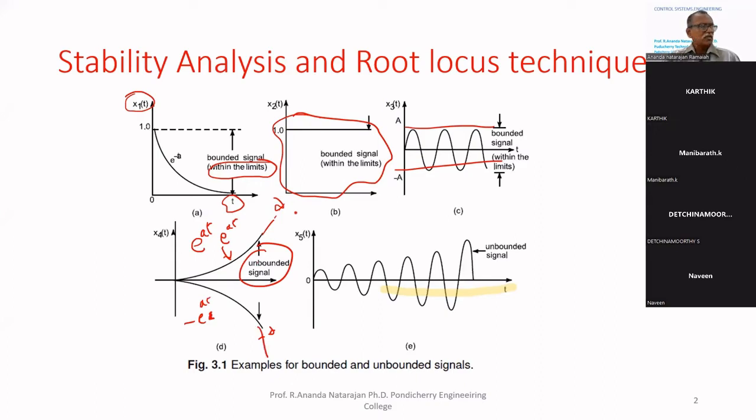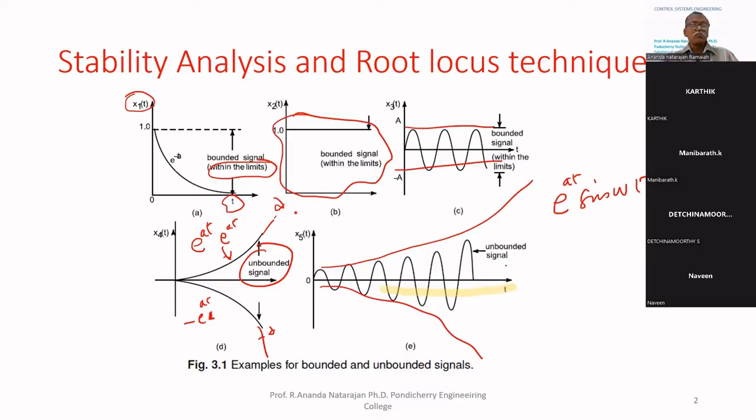This is an unbounded signal. We see that this is a sinusoidal signal, but its amplitude goes on increasing: e power at sin omega t. Its amplitude goes on increasing. Again, an unbounded signal. So these are all examples of unbounded signals.